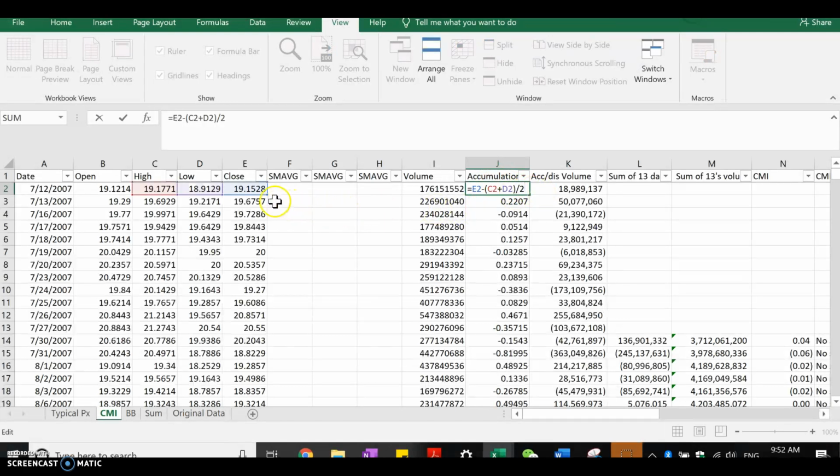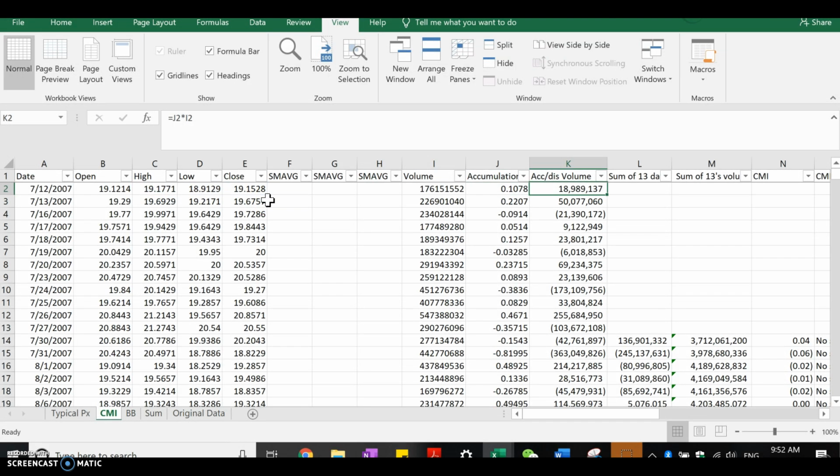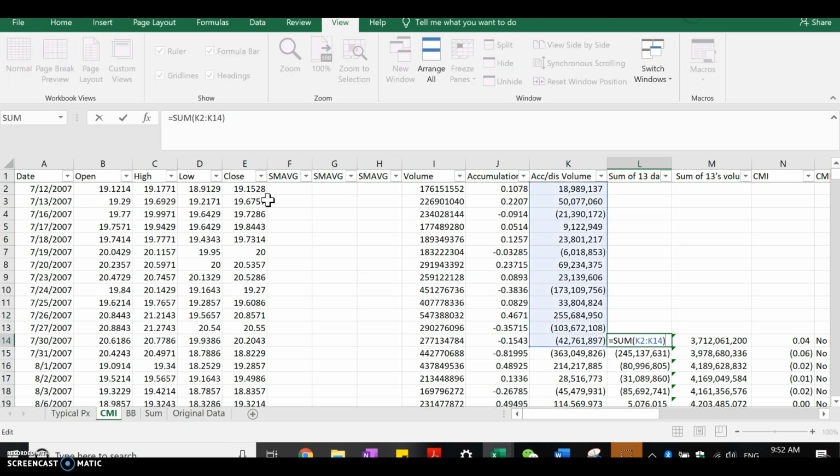It is the close price minus the average of high price and low price, and then the associated volume is just the accumulation value times volume. Here's just the simple sum of the 13 days, as you can see, the sum of the 13 days accumulation volume, and then here is the sum of the volume itself. Then we're gonna divide the sum of the accumulation volume by the actual trading volume, so we get the CMI value.